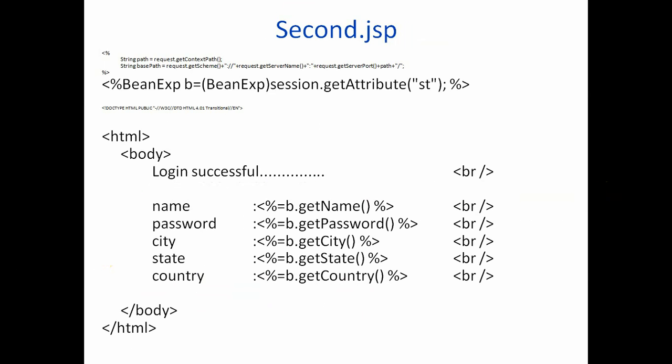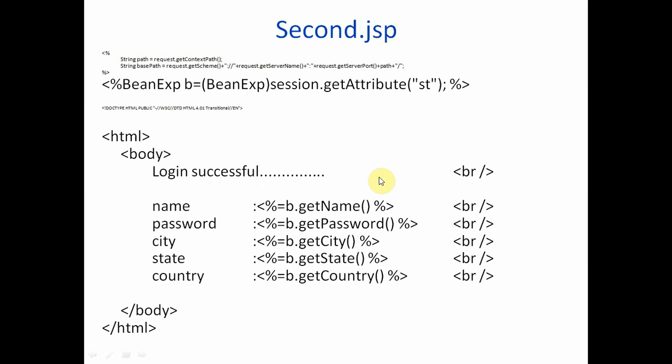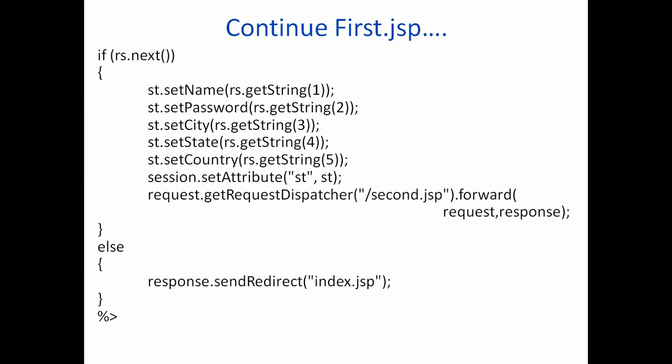So now see second.jsp. Again we are writing the object of the bean example class. So b is the object of bean example, and we write equals with bean example as typecasting, session.getAttribute st. In the previous program, first.jsp, we defined st as the object of the bean example class, and we wrote setAttribute st. While in second.jsp we write session.getAttribute, meaning we are getting the value of this st. So this st object is passed from first.jsp to second.jsp.